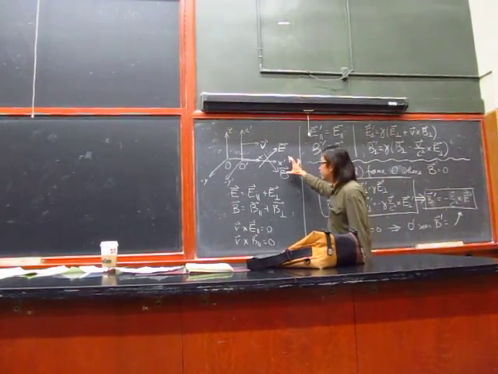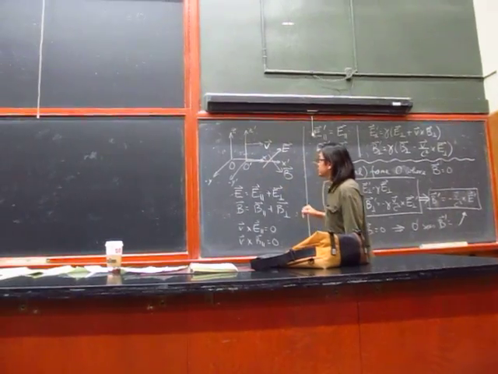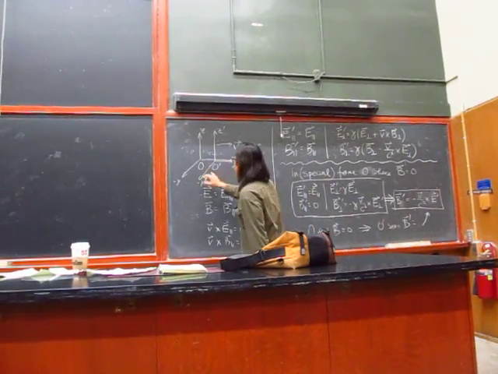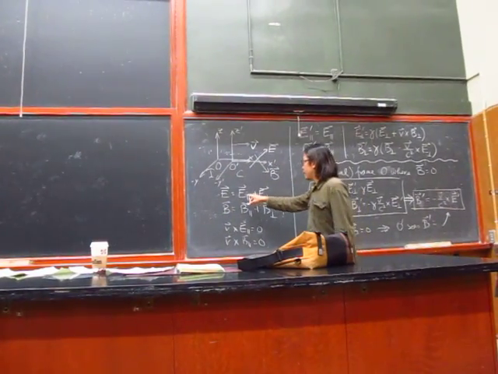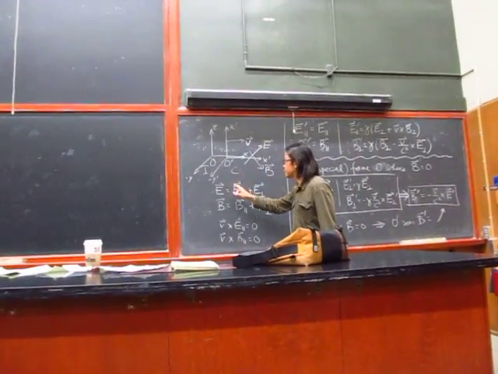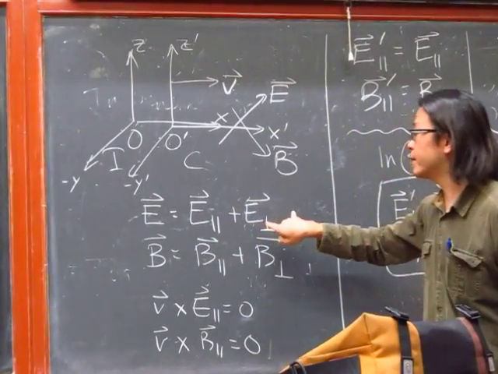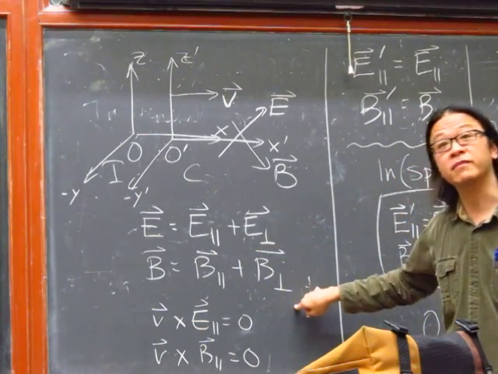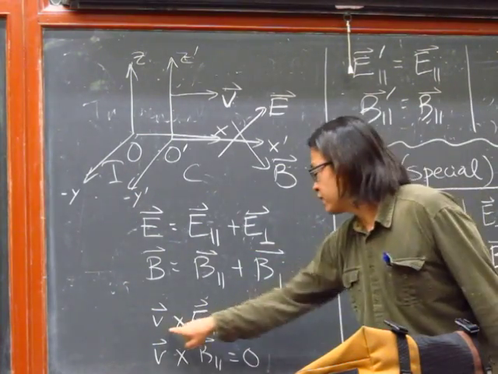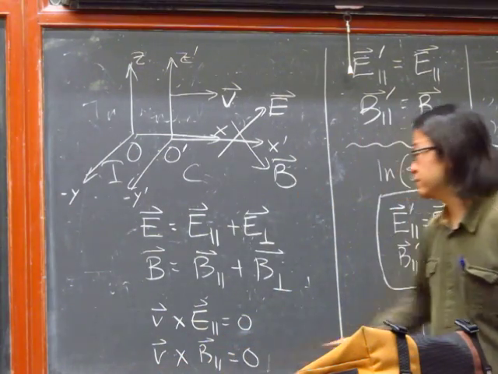Then I can always write, and also I have another reference frame O prime, so this is Imad and Charlie. This is Imad. I can always decompose the electric field into two components, electric field parallel to V and electric field perpendicular to V. Similarly for the magnetic field, so V cross E parallel is 0, okay?